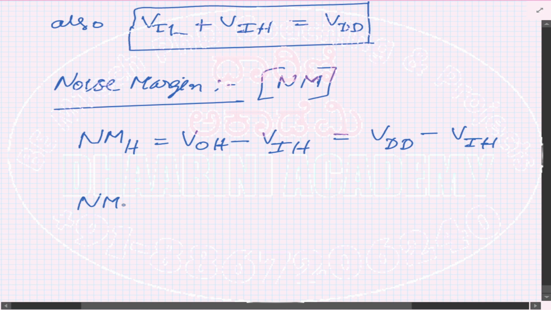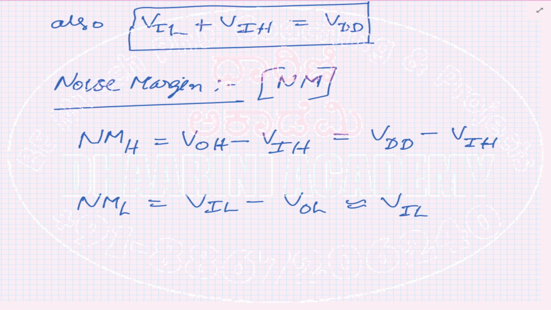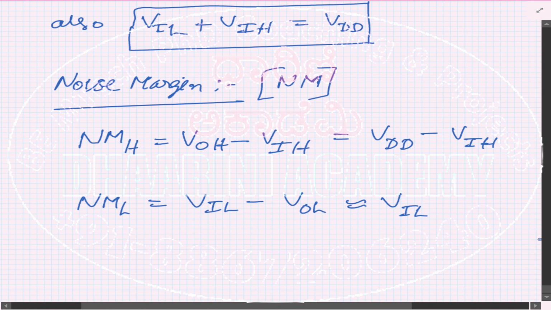Similarly, the noise margin low is defined in the following fashion. This is VIL minus VOL. But normally you can see that VOL is 0 volts, right? In that case, you can make it equal to VIL itself. Whenever VOL is 0, this becomes equal to VIL. Okay, these are the equations that you need to remember to identify that. So that is how the noise margins are calculated.